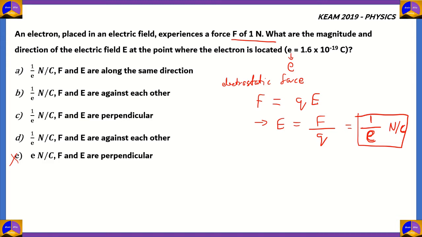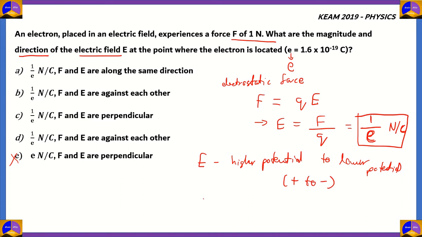Now, we also need to find out the direction of the electric field E. So, how do we find out the direction? Well, normally the electric field E moves from higher potential to lower potential, which is another way of saying positive to negative. However, the force on an electron is from negative to positive. The reason being that the electron is negatively charged, so it is more attracted towards the positive side. So if E goes to the right, then the direction of F is quite opposite. So F and E are against each other.